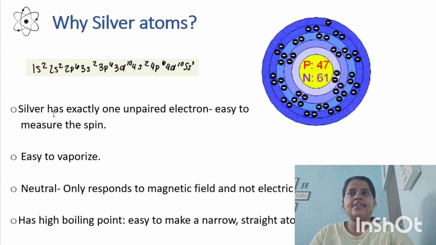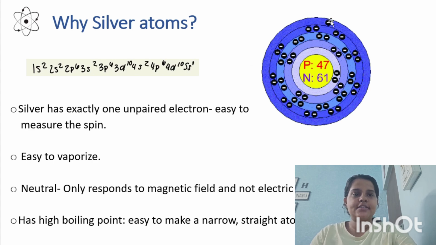Second is that silver has exactly one unpaired electron, which makes it easy to measure the spin. So as you can see, here is the electronic configuration of a silver atom: 1s2, 2s2, 2p6, 3s2, 3p6, 3d10, 4s2, 4p6, 4d10, and 5s1. So this one electron is the only deciding factor of all the magnetic properties of a silver atom.